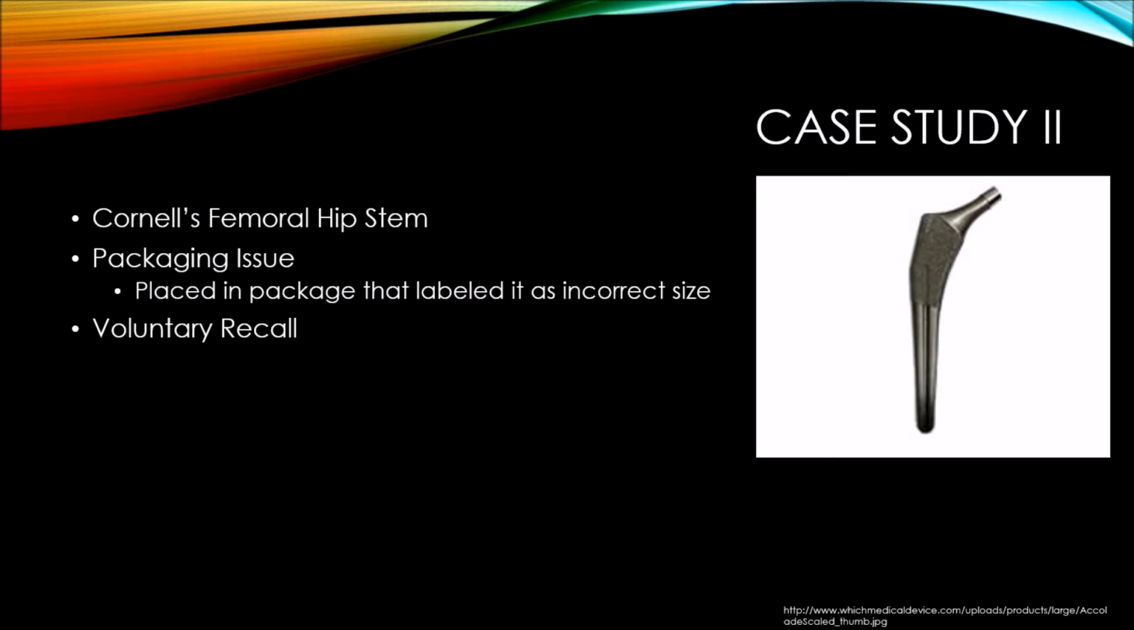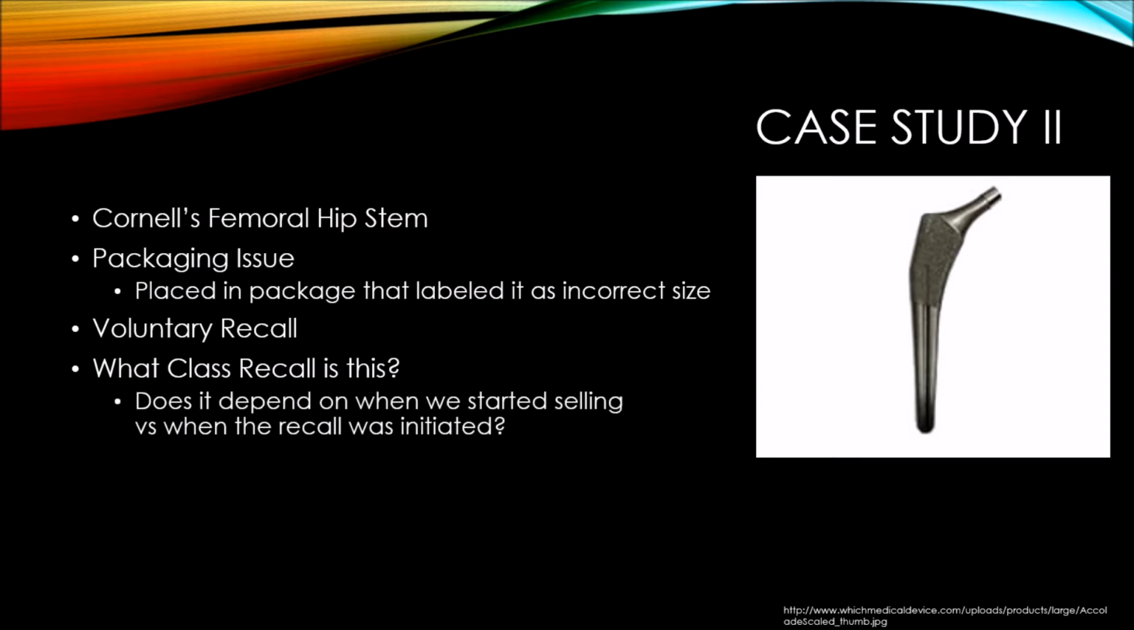Sorry. So the first question I have for you guys is, what class recall do you think this is? Would it be 1, 2, or 3? And before you answer that question, I want you to think about this point. Does it depend on when we started selling the product versus when the recall was initiated? So does it depend on if we started selling in the fall and the recall was in the spring, or if we started selling in the fall and the recall was a week after we started selling? Does that make a difference at all?